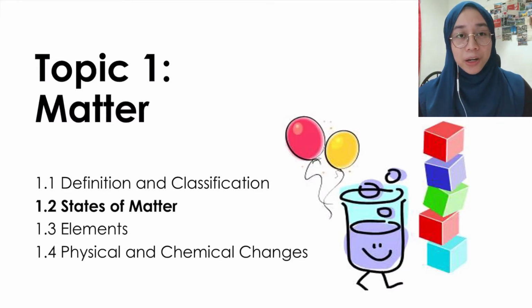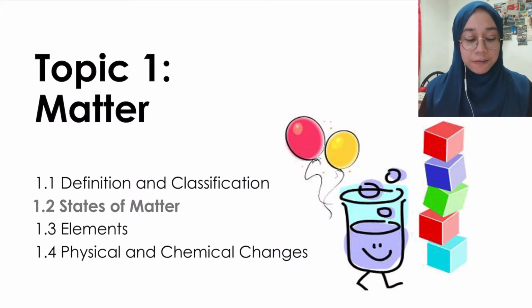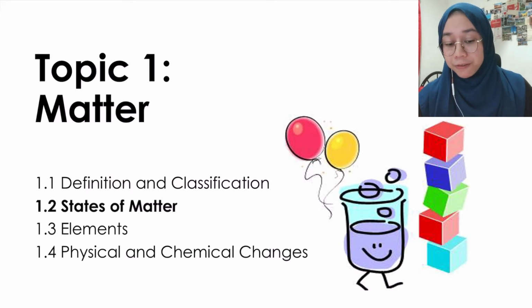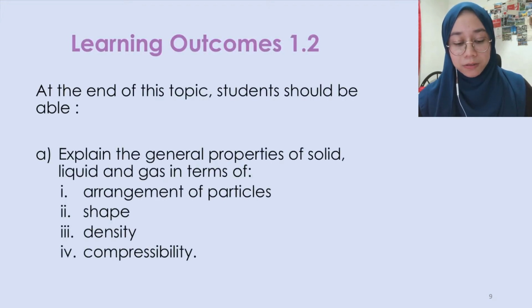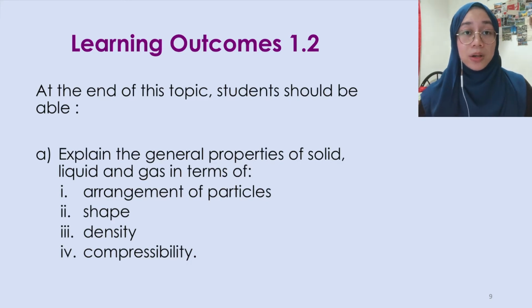So now we are going into the second subtopic of topic 1, which is the states of matter. But first, let's have a look at this learning outcome. For the learning outcome, we are going to learn the general properties of solid, liquid and gas. And in terms of 4 things, we are going to have a look at the arrangement of the particles, and then the shape, the density and also the compressibility.